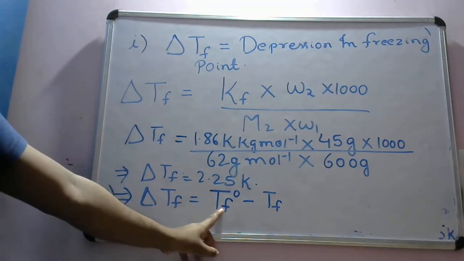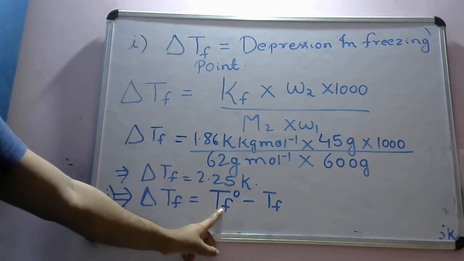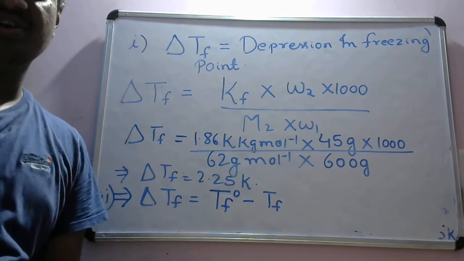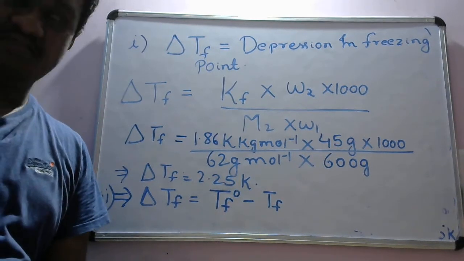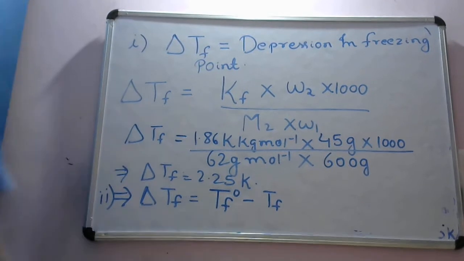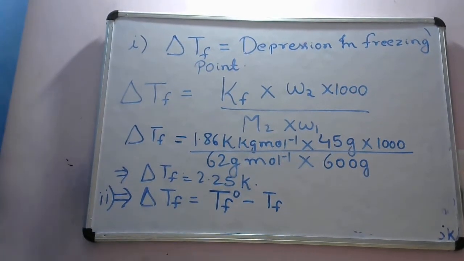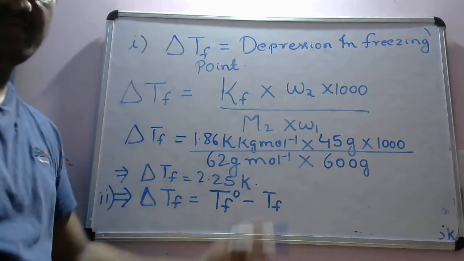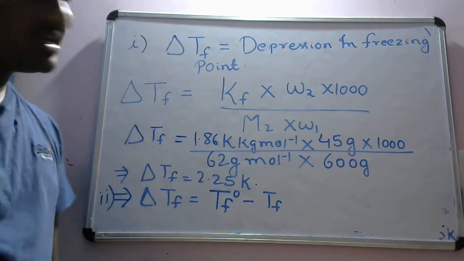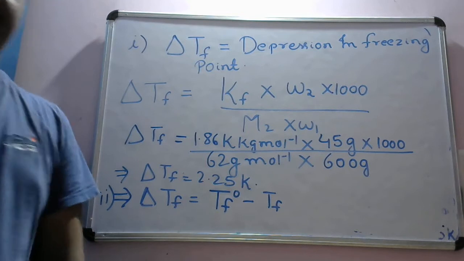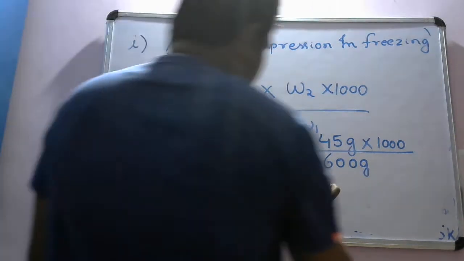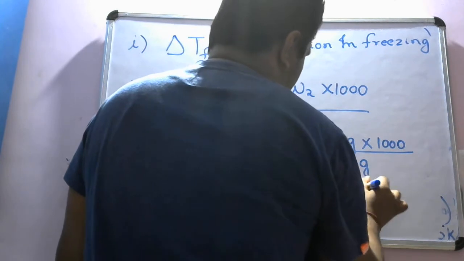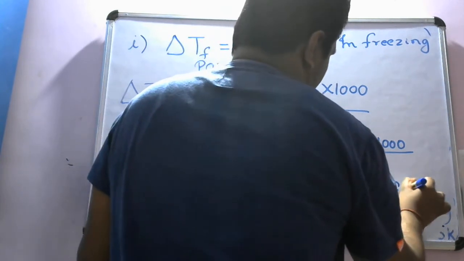Tf naught is freezing point of pure water or pure solvent. Tf is freezing point of solution. When you add solute to that solvent, then what is the freezing point of solution? That is given by Tf. So we have to calculate Tf. Alright, so I am mentioning here where Tf is freezing point.